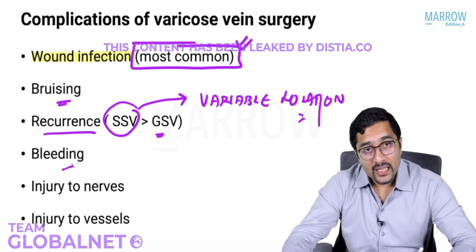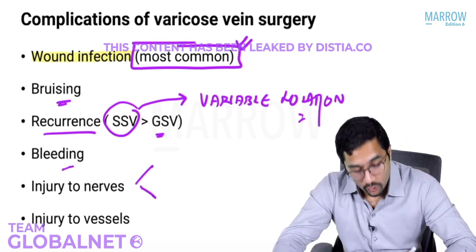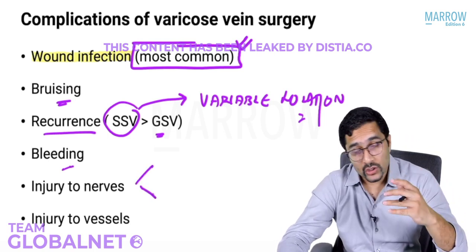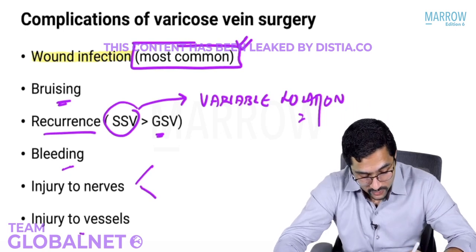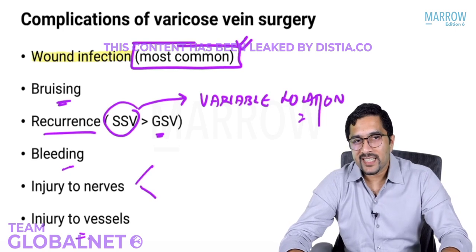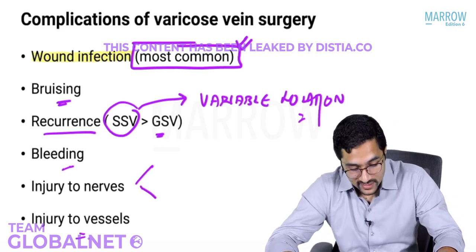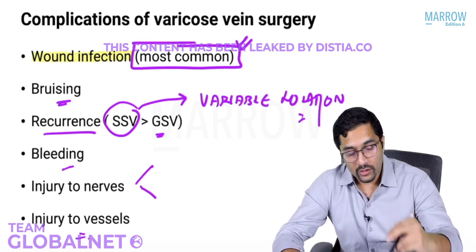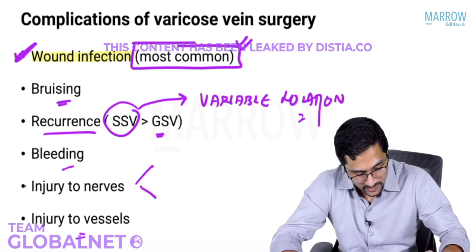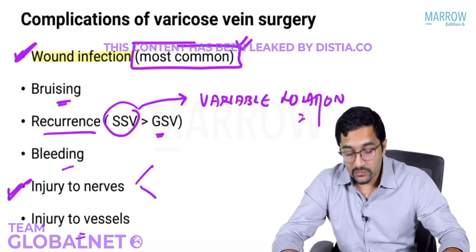There can be bleeding. There can be injury to the nerves. I've already told you about saphenous and sural nerve. They've been asked in the exam as well. Again, if the surgeon is too adventurous, he can injure the femoral vessels as well. So these are the complications of varicose vein surgery, where I want you to remember about wound infection, and I want you to remember injury to the nerves.